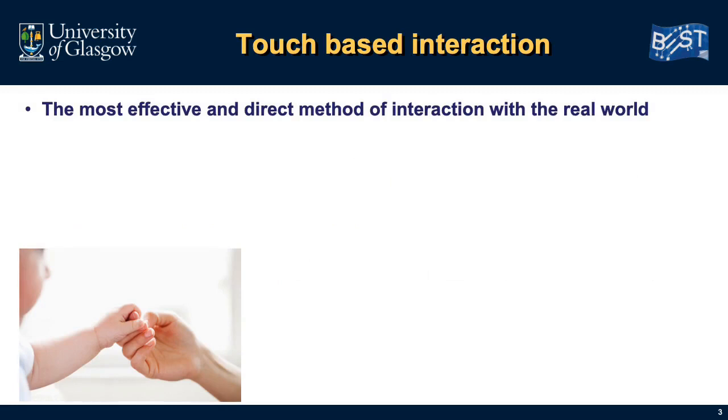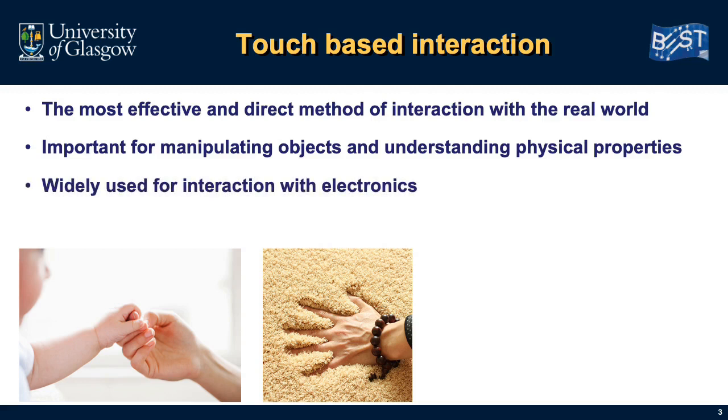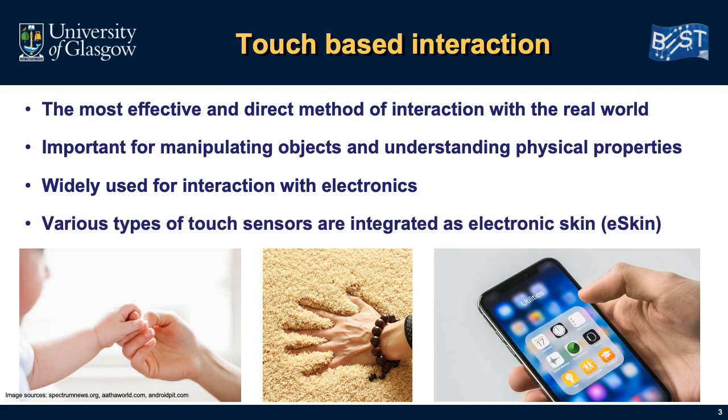Touch-based interaction can be regarded as the most effective and direct method for interaction with the real world. It gives us the ability to manipulate objects and understand their physical properties. For example, how soft or how rough something is. As a result of this, touch interaction has been widely used to interact with electronics. This is achieved with different types of touch sensors, which are integrated as an electronic skin. One of the simplest implementations of eSkin is the touchscreen interface that we find in smartphones and tablets nowadays.